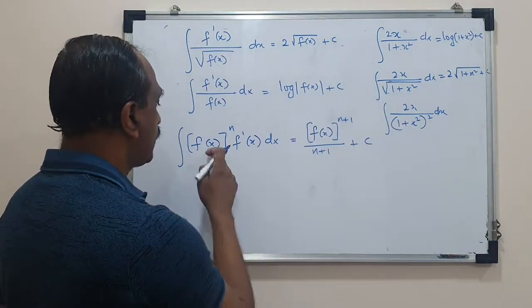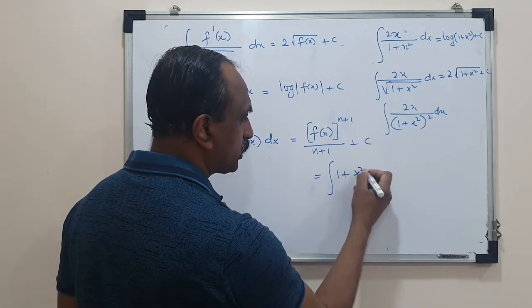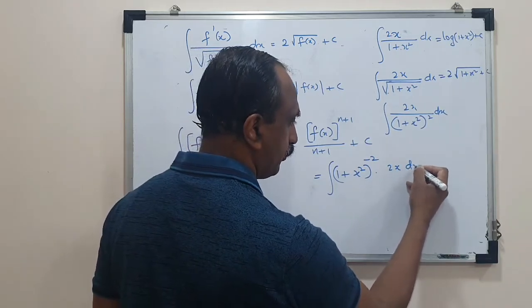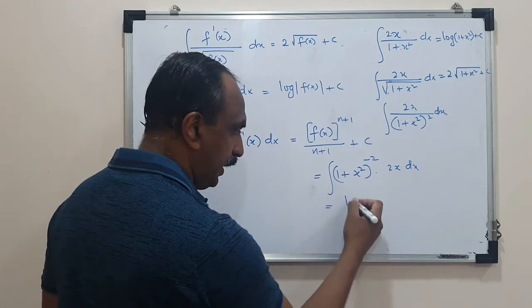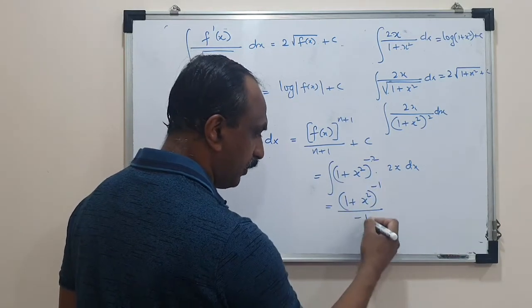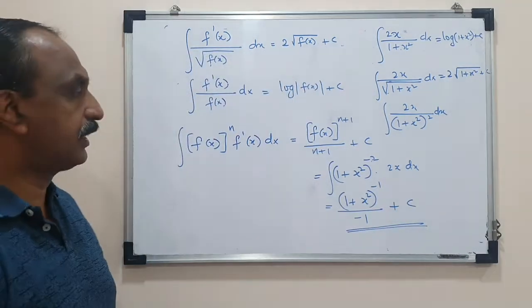This is of this category, so I can imagine this to be 1 plus x square raised to minus 2 into 2x dx. So a function raised to n into its derivative. Directly I can write the answer as increase the power by 1, divide by the power, plus c. This way also we can directly do the problem.